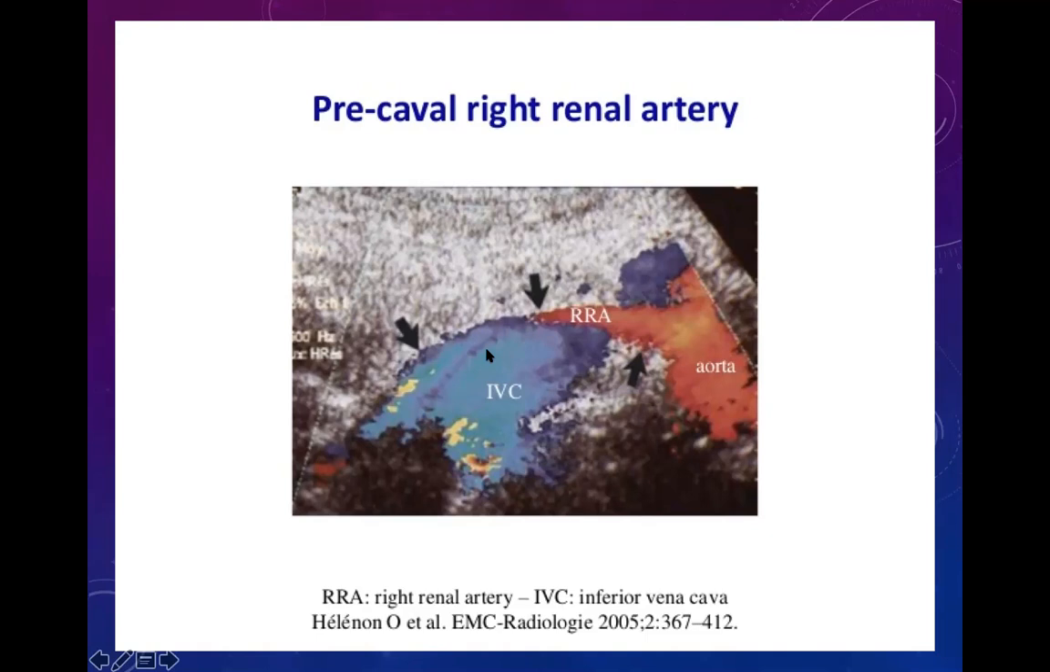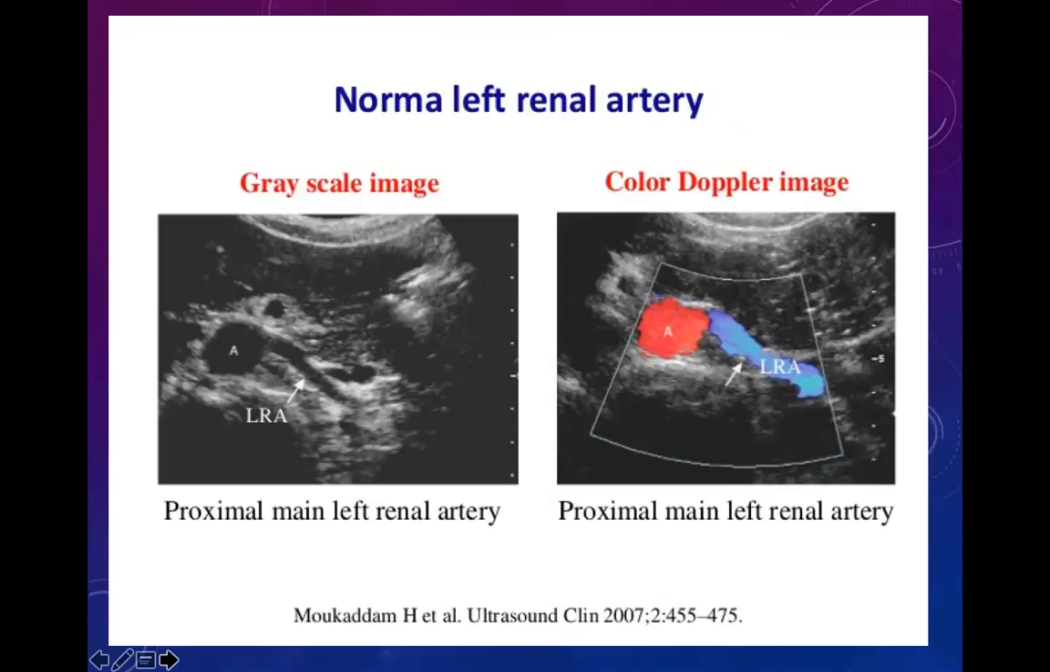So the variations can be there. So you have to know how the artery is traversing and you have to note it down. So proximal main left renal artery, this is the left renal and this is the aorta, this is the left renal artery that you are seeing.